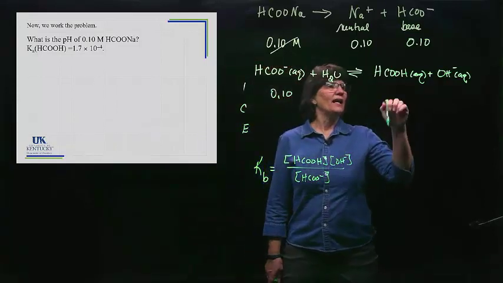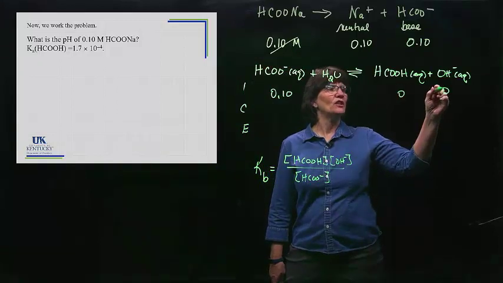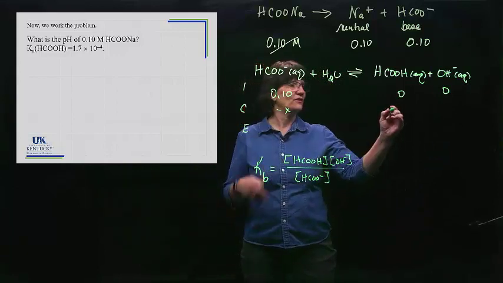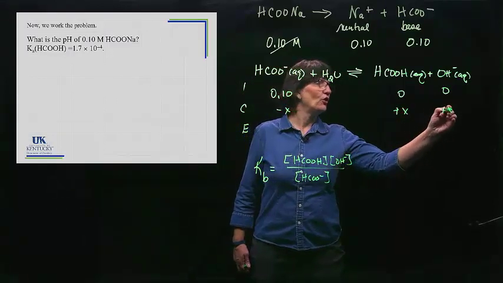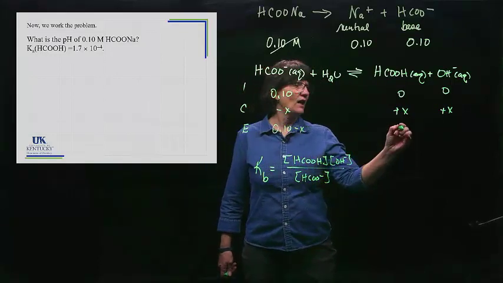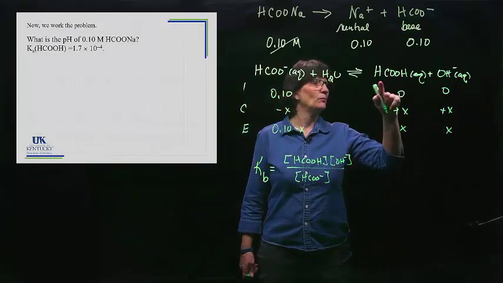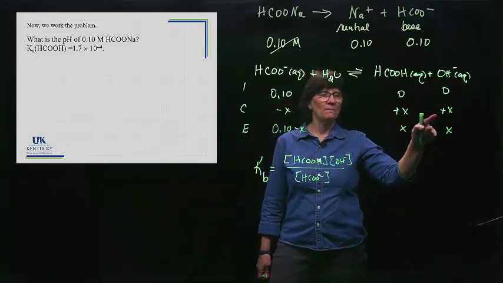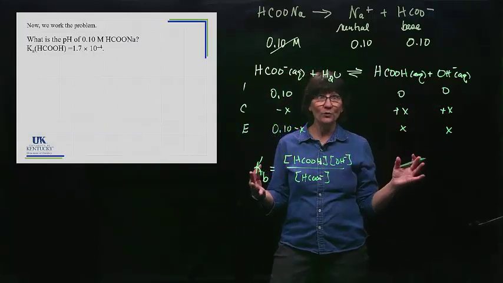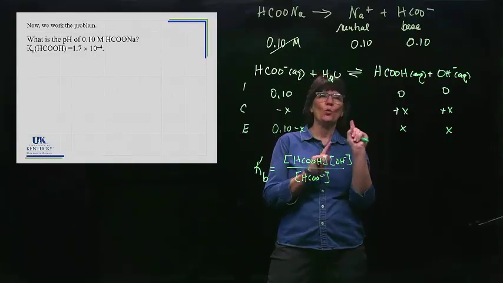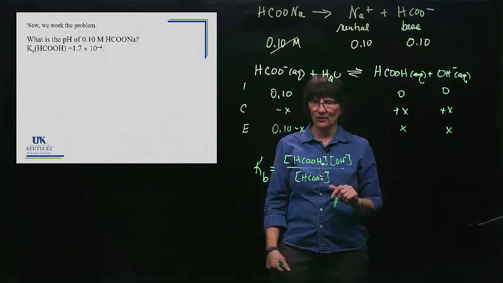Hold that so I can plug things into it and solve for X. Finishing the I line, I have nothing here and essentially nothing there. I consume of this side, I produce on this side, and I have 0.10 minus X. I have X and I have X. Remember, the X's are because there's one coefficient with these, and there are not always one coefficients, but with acids and bases they always are, because you're always transferring one proton in the acid-base reactions.